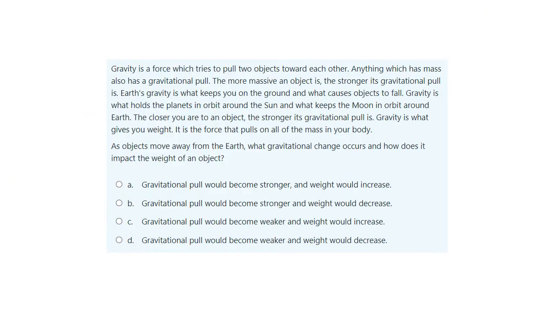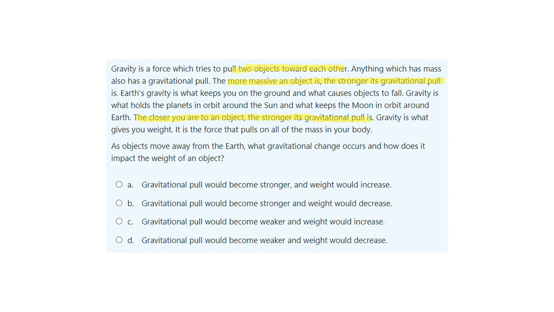Gravity is a force which tries to pull two objects towards each other. Anything which has mass also has a gravitational pull. The more massive an object is, the stronger the pull will be. So bigger objects have more gravitational pull. Earth's gravity is what keeps you on the ground and what causes objects to fall. Gravity is what holds the planets in orbit around the sun and what keeps the moon in orbit around the Earth. The closer you are to the object, the stronger the pull is.